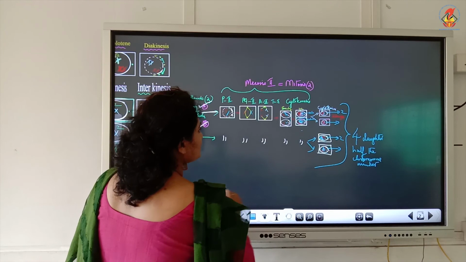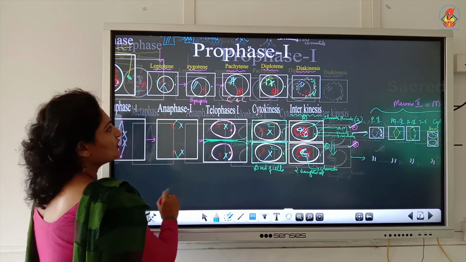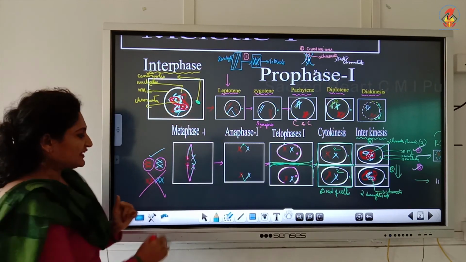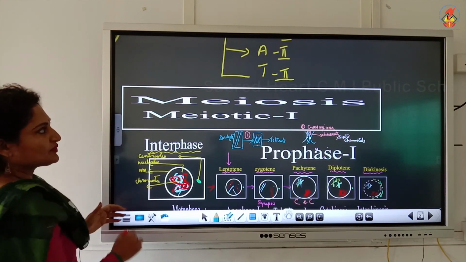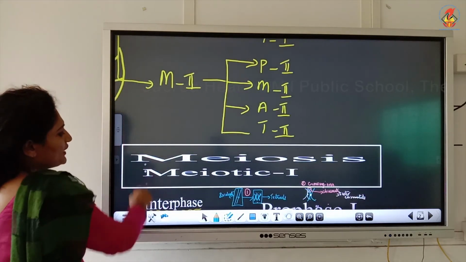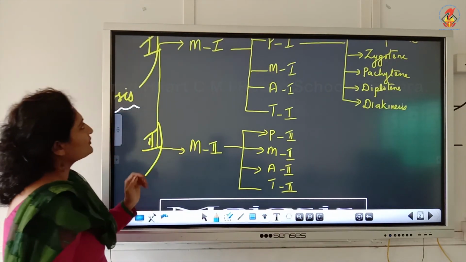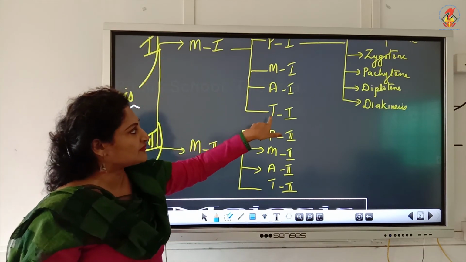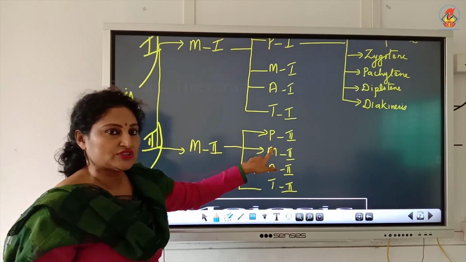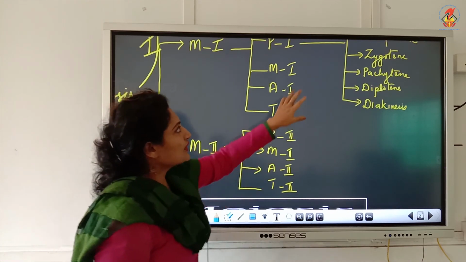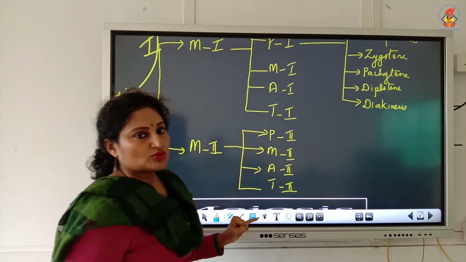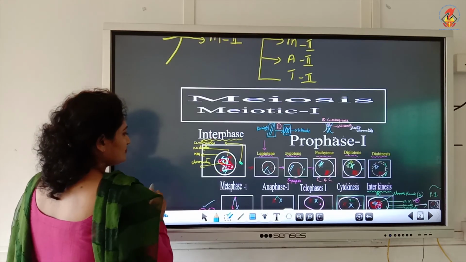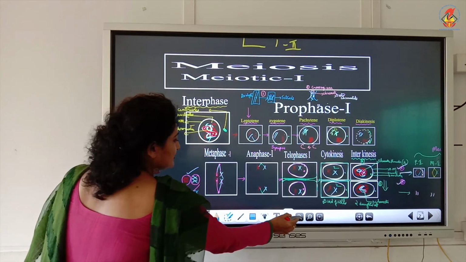What I am going to recap is only meiosis 1, which is new to you. Meiosis 1 is a very lengthy process because it involves a number of stages. A quick recap of the different stages of meiosis. Meiosis 1 is divided into prophase 1, metaphase 1, anaphase 1, telophase 1, and meiosis 2 is divided into prophase 2, metaphase 2, anaphase 2, telophase 2. Prophase 1 is divided into leptotene, zygotene, pachytene, diplotene, and diakinesis.